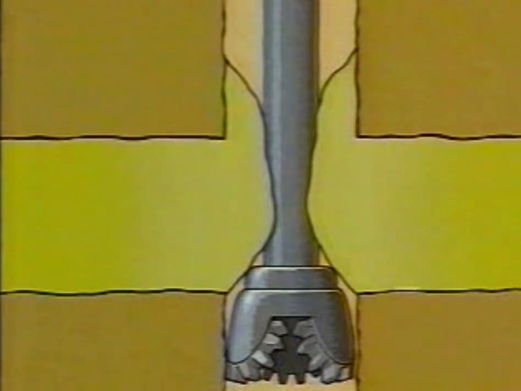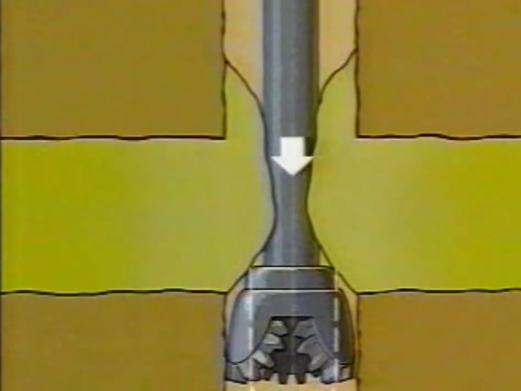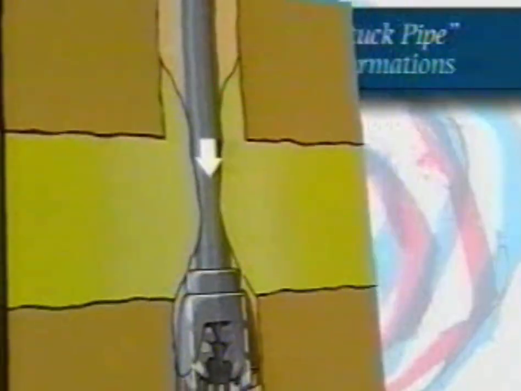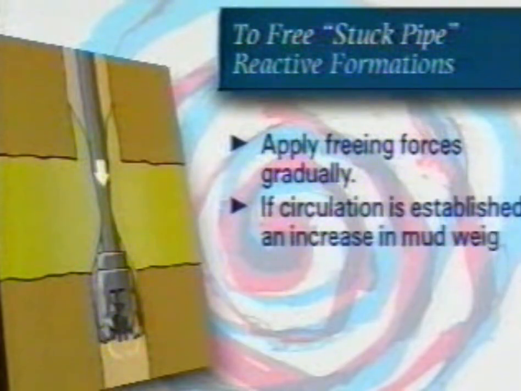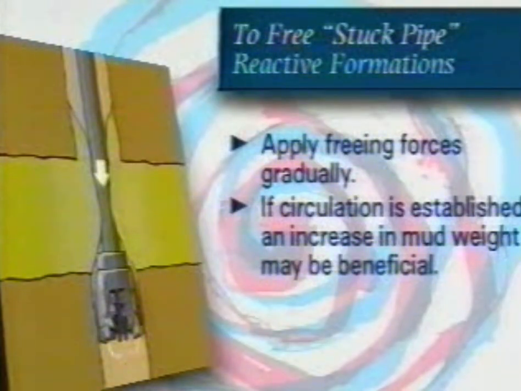To free the pipe under these circumstances, full circulation must be established by working the string in a downwards direction. In addition to this, it's important to apply the freeing forces gradually. If circulation is established, an increase in mud weight may be beneficial.